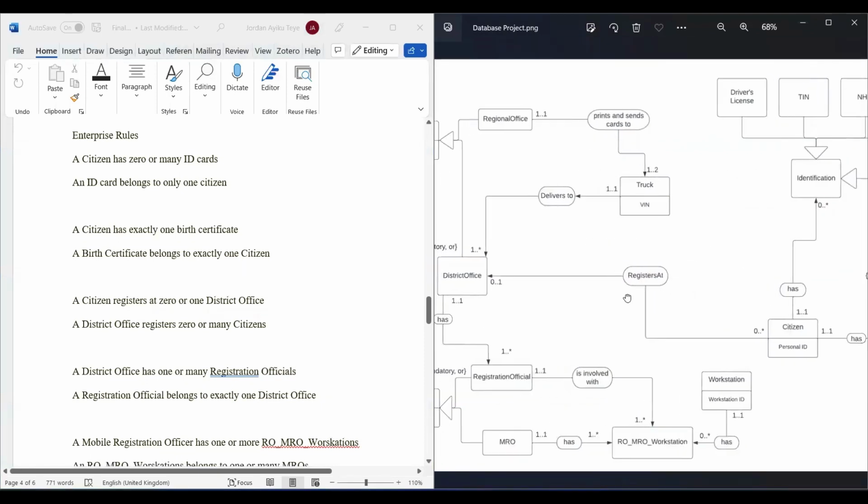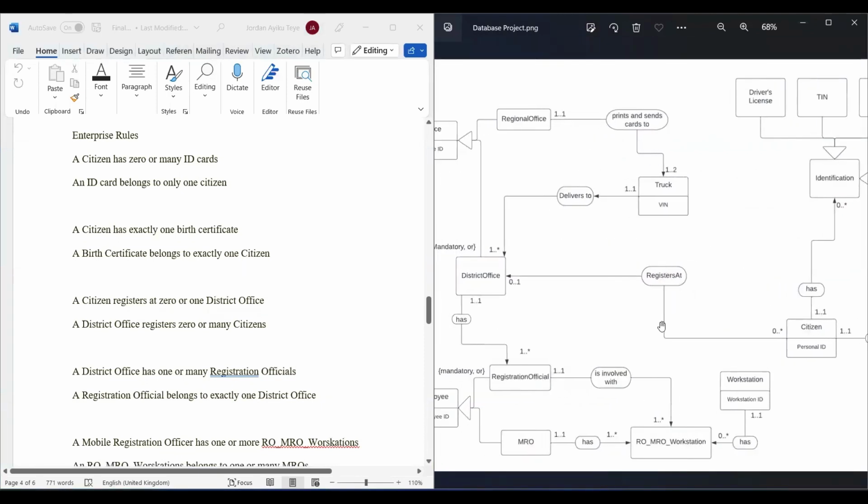Then a citizen can register at either no office at all, so they don't register at all, or one district office. They can register at multiple district offices. And then a district office can register zero or many citizens. So that means the district office can exist without registering a citizen. But when it does, it's a many relationship.